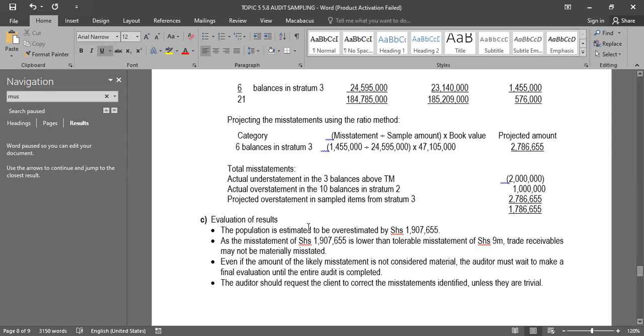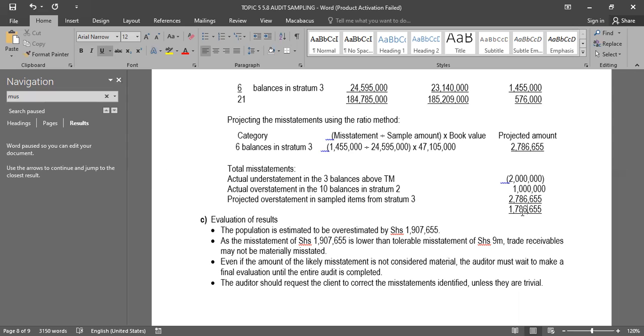So how do we now evaluate? Because like I already told you, the steps are sample design, sample size, then select the sample. After getting the sample, you perform audit procedures. From the audit procedures, you come up with findings, and these are now our findings, this misstatement here. And then after coming up with findings, you are supposed to evaluate those findings.